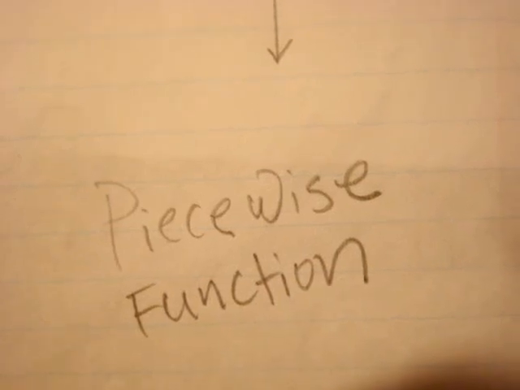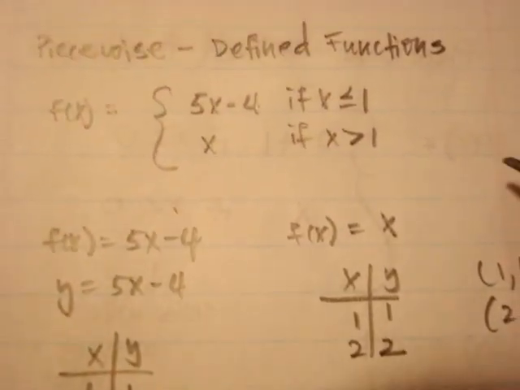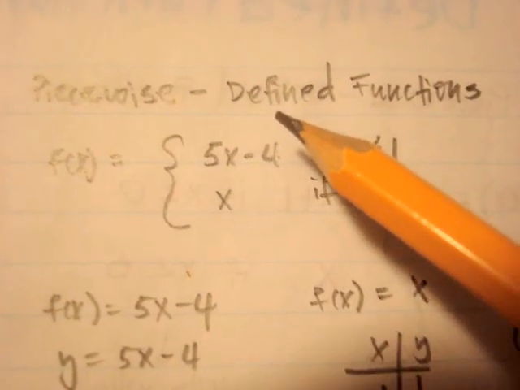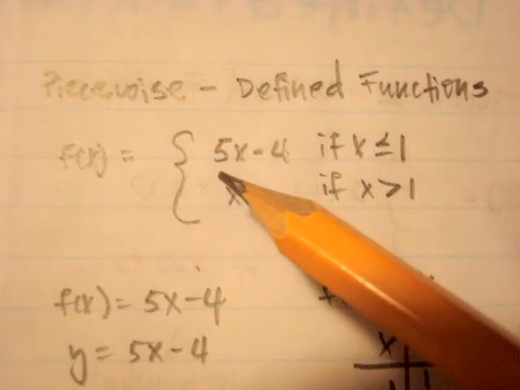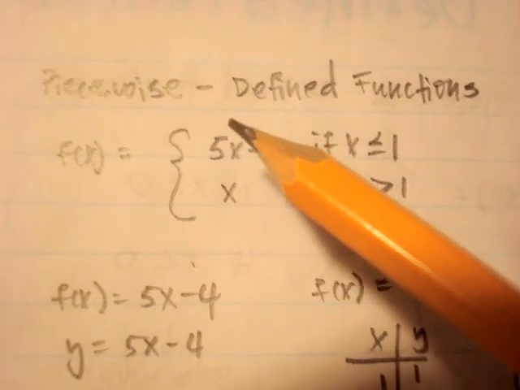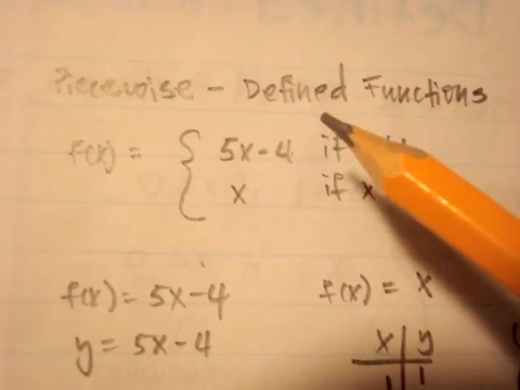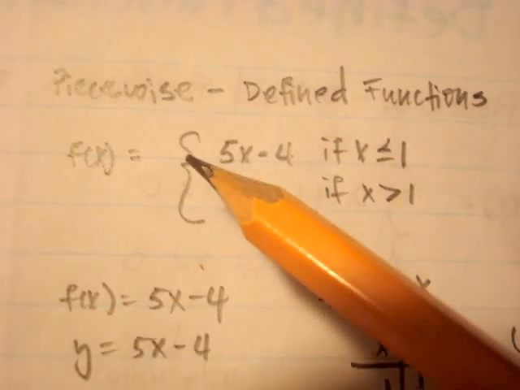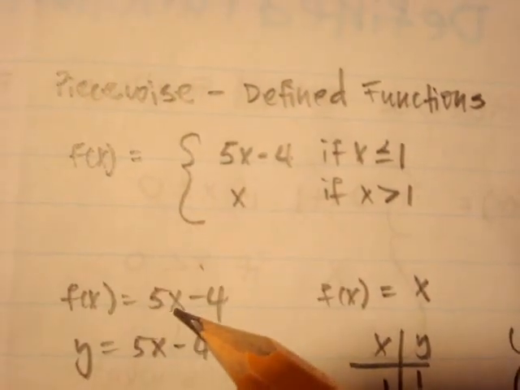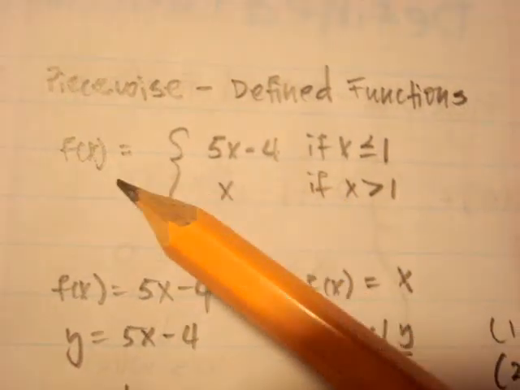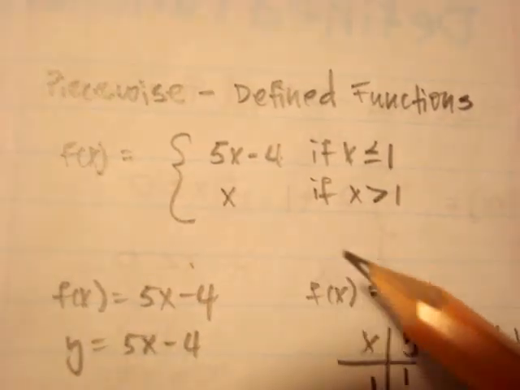Piecewise defined function. Okay, let's say we're given this piecewise defined function, and they want us to graph it. So to graph this, you put f of x equals 5x minus 4, and the other one is f of x equals x.